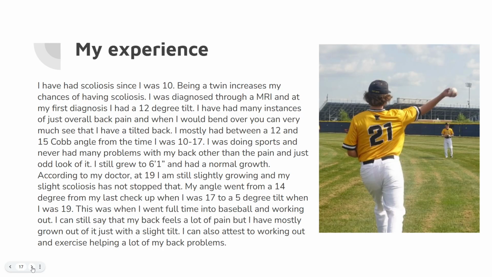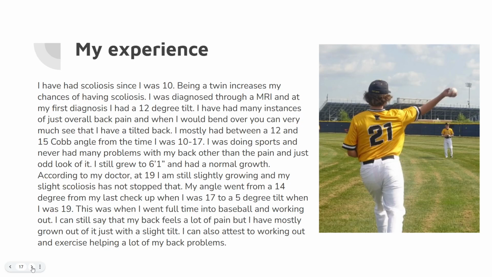And my experience. I've had scoliosis since I was 10. Being a twin increased my chance of having scoliosis. I was diagnosed through an MRI. At my first diagnosis, I had a 12-degree tilt, so a mild tilt. I had many instances of overall back pain, and when I would bend over, you can very much see that my back was different heights. I mostly had between a 12 and 15 Cobb angle from the time I was 10 to 17.